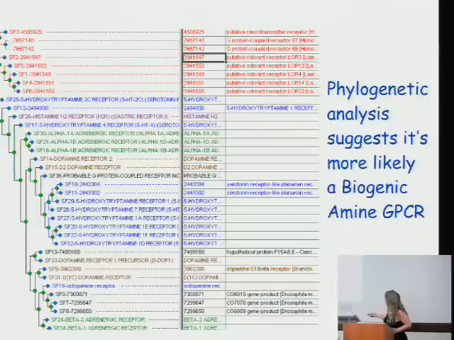But when you look at the rest of the sequences in this tree, what you see are proteins that are part of a very important drug class. So these are biogenic amines, or aminergic GPCRs. These form the hot drug targets. The true characterized odorant receptors do not look anything like these guys. So I would suspect, based on this tree, that these guys are actually part of the aminergic GPCRs. They're not odorant receptors.